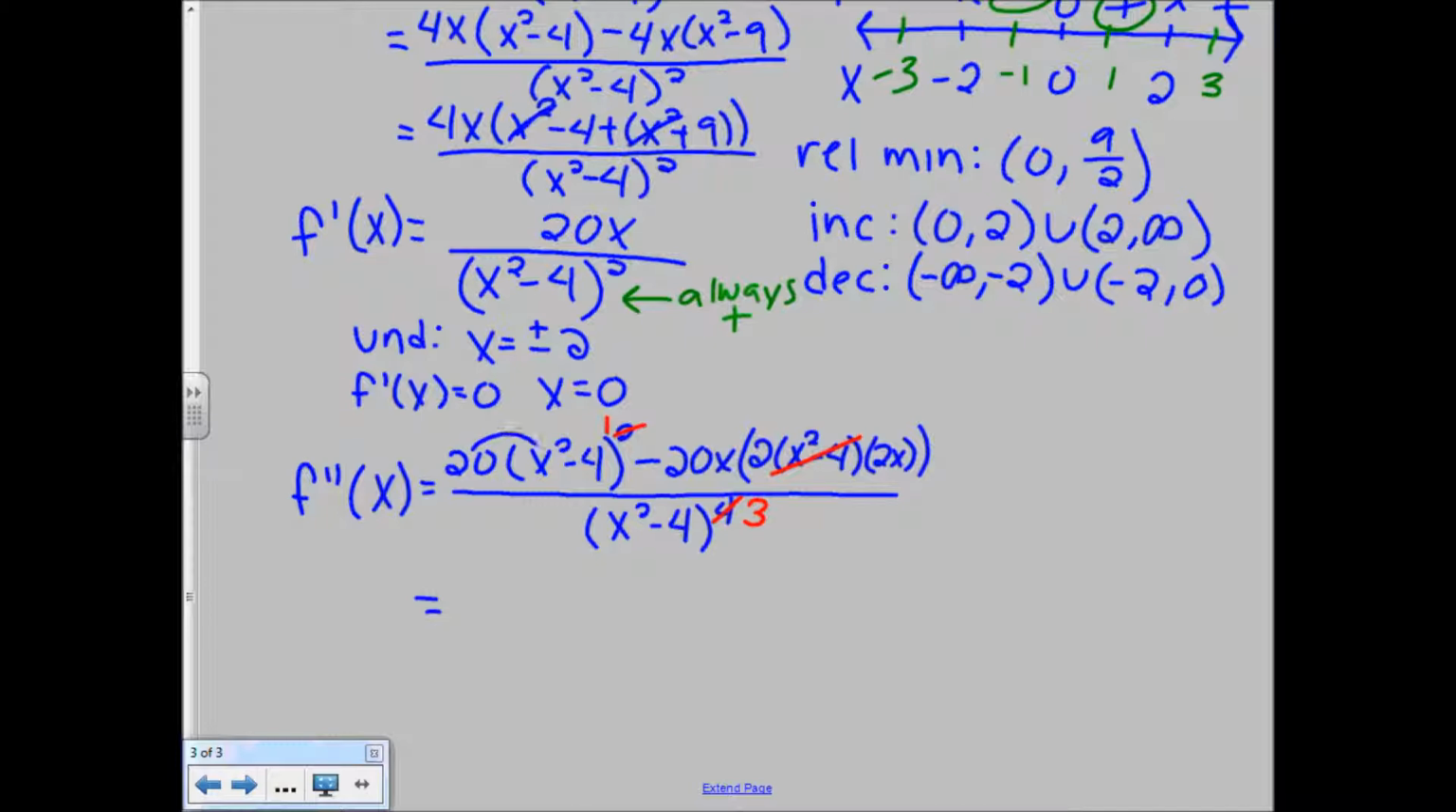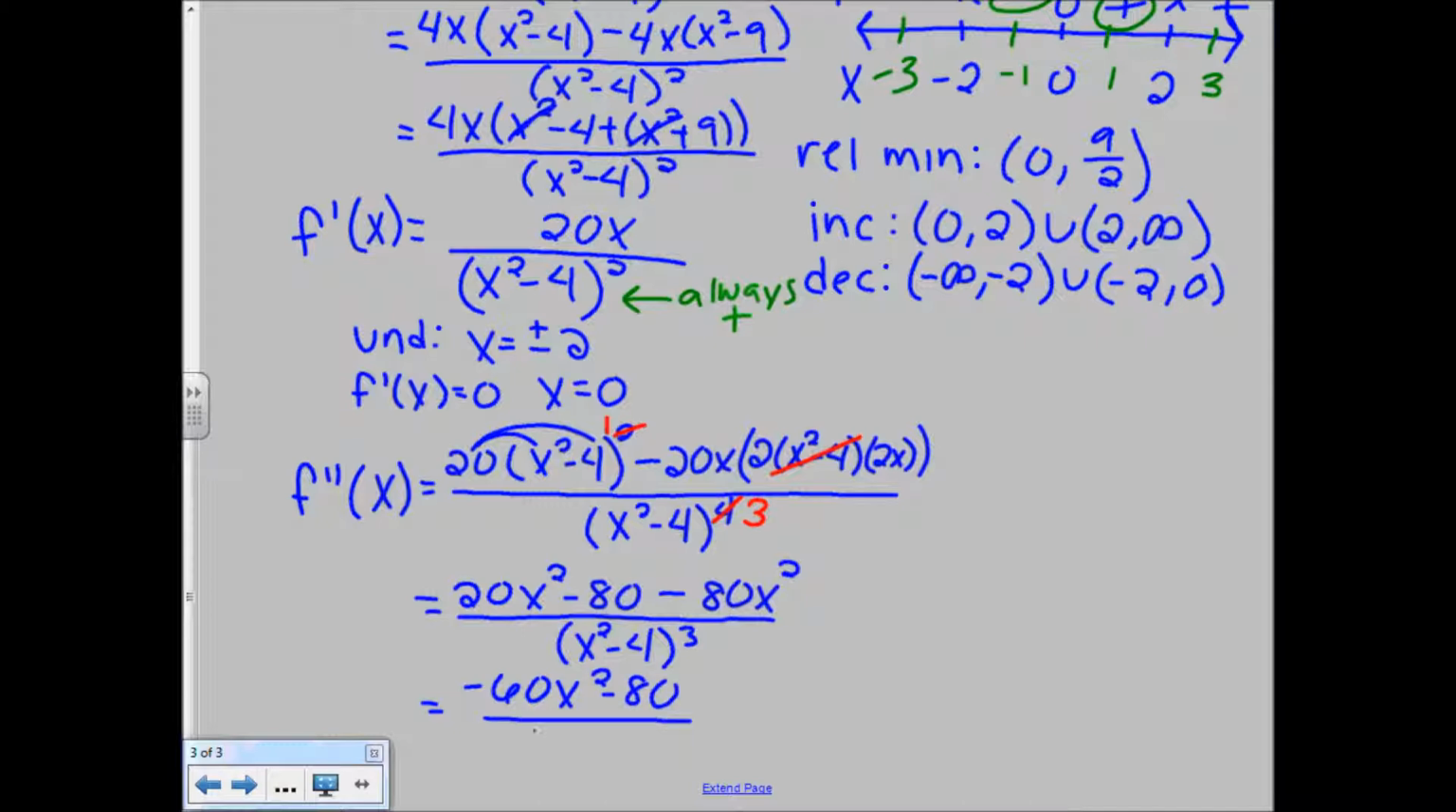So I'm going to distribute my 20 into the first (x squared minus 4), so we're going to get 20x squared minus 80. And then here, I'm just going to have to multiply my negative 20x and 2x. So I'm going to get minus 40x squared, it looks like, and then all over that (x squared minus 4) quantity cubed, which means that my final second derivative looks like it's going to be negative 60x squared minus 80 all over (x squared minus 4) cubed.